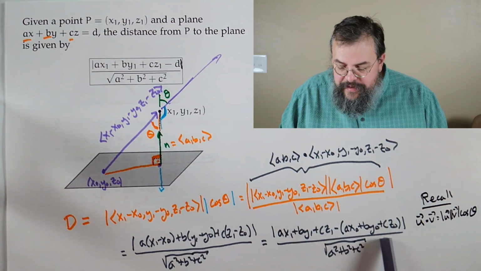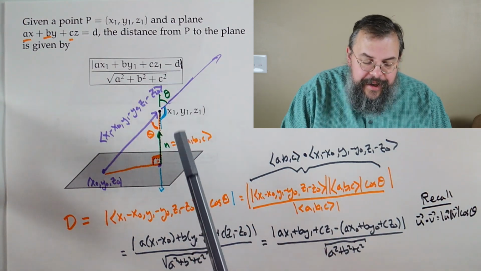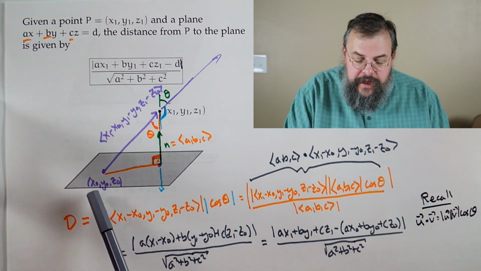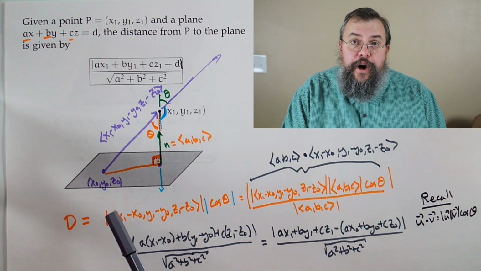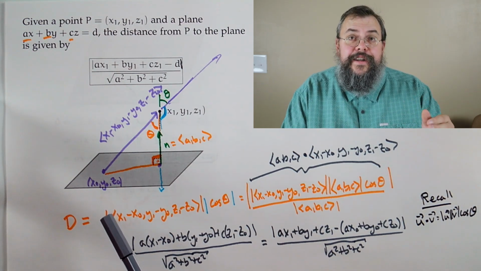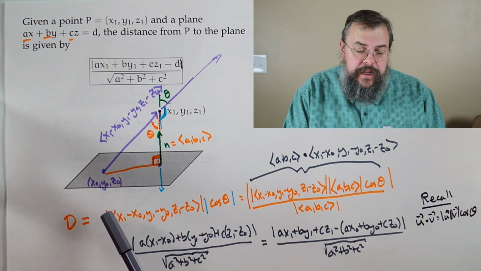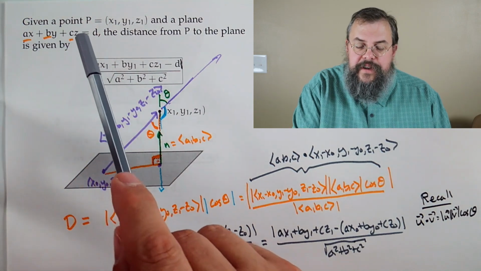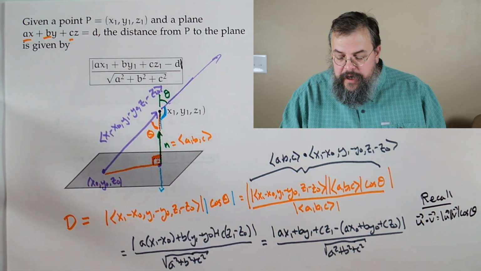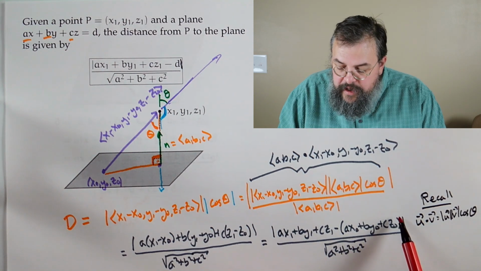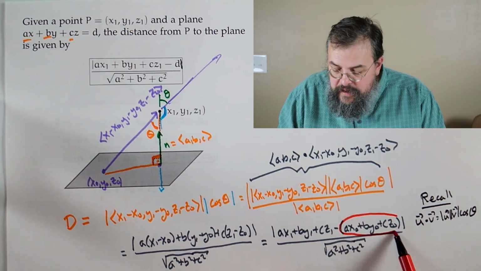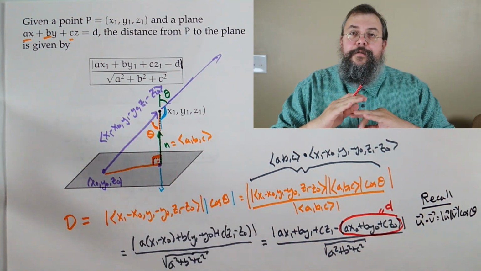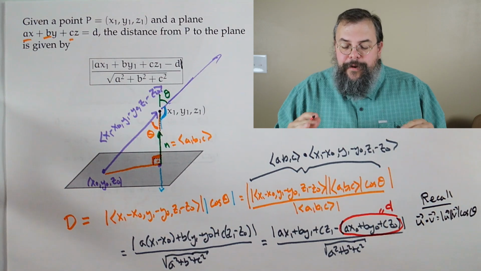What happens to this? Well, we claim it's d. Why? Well, notice x0, y0, z0 is not something arbitrary. It's a point in the plane. And every single point in the plane satisfies the relationship ax0 plus by0 plus cz0 is d. And that's why this last piece, because we're in the plane, is going to be equal to d. And therefore, we're done. That's the formula.